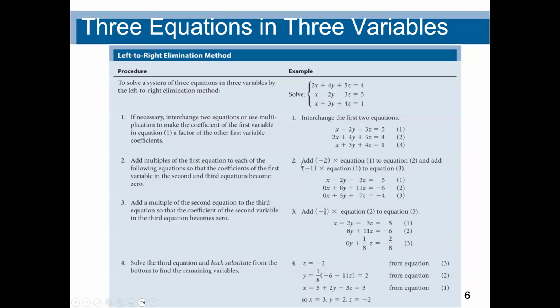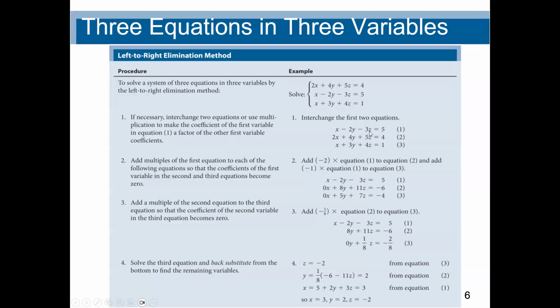First one: -2 times x will give me -2x. -2x plus 2x will give me 0. So that's why we have 0x here. Then -2 times -2 gives me +4. Positive 4 plus positive 4 gives me positive 8y. That's why we have 8y.